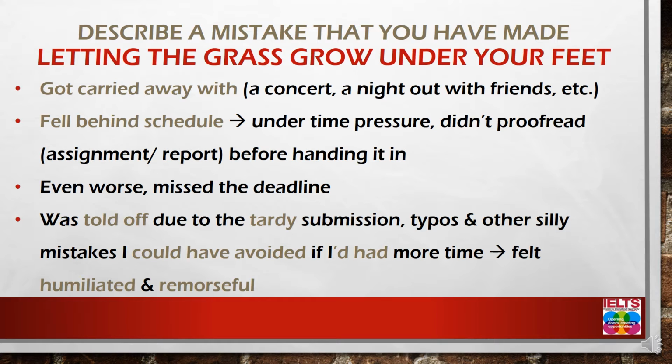To be told off means to be yelled at or to be shouted at because someone has done something wrong. And tardy means late. So you were told off for the late submission. Or you can say you were told off because of the silly mistakes that you could have avoided if you'd had more time. Notice the use of the third conditional sentence here. I believe that it will boost your score significantly.